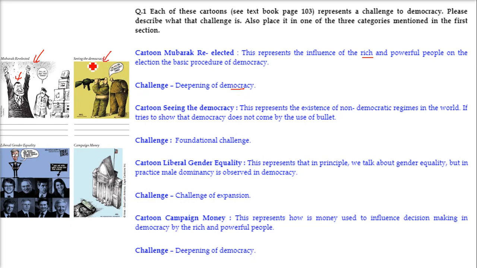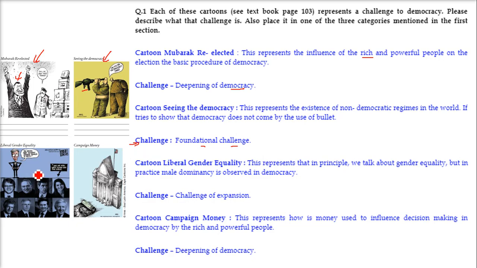Then here we have the next cartoon, and this represents the existence of non-democratic regimes in the world. They say that they are democratic, but they are not, or they are openly non-democratic also. So it tries to show that democracy does not come by the use of a bullet. You don't need to use a bullet. So this is the foundational challenge. The challenge is the foundational challenge. So this is the main thing.